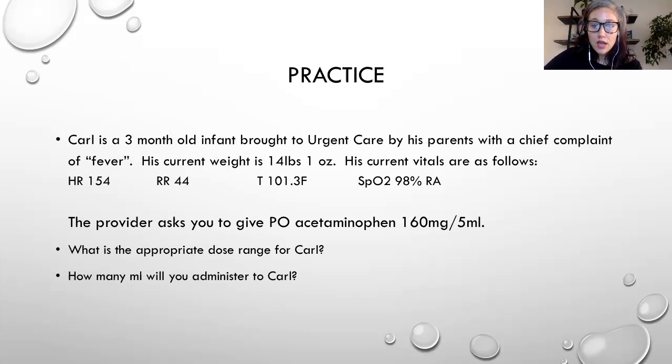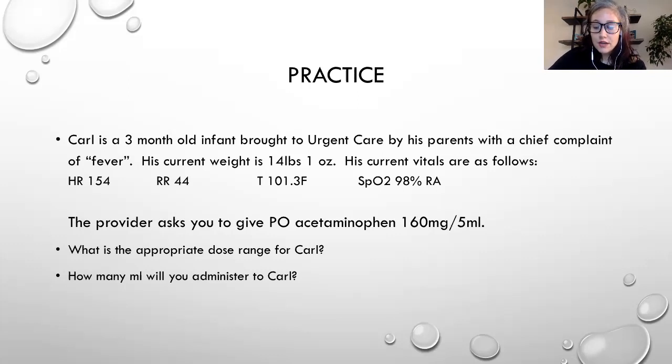So first we know we have to take his weight and turn it into kilos, right? Because that's how the dosing is, 10 to 15 mg per kg. So we are going to take 14.1 and divide that by 2.2, and we get 6.4 kilos. So let's just say we're going to give 10 mg per kg for him, right? So 10 times 6.4 would be 64, right? If we were going to give 15, it would be 15 times 6.4, which is equal to 96.